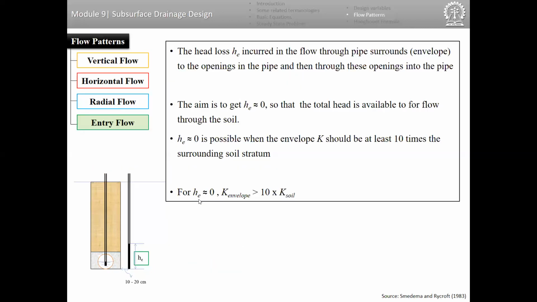So with that, we'll stop here. In today's class, we have seen the different design variables and criteria required while choosing the drain spacing, and why soil parameters are more important. Then we have seen different flow patterns and different terminologies: vertical flow, horizontal flow, radial flow, and entry flow, and the associated head losses that we have discussed in this class.